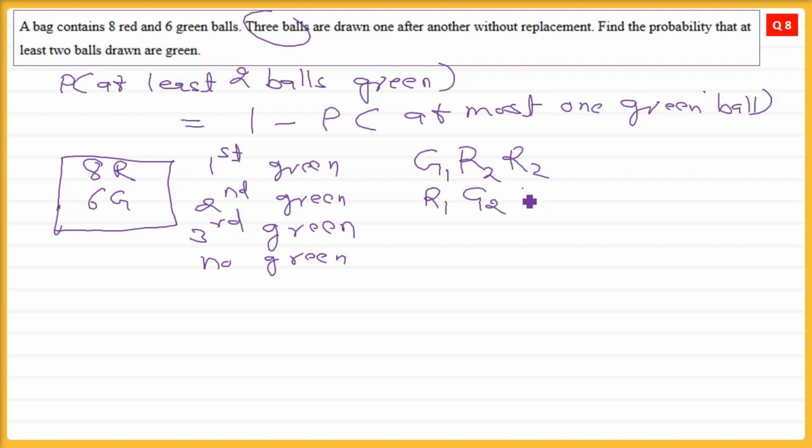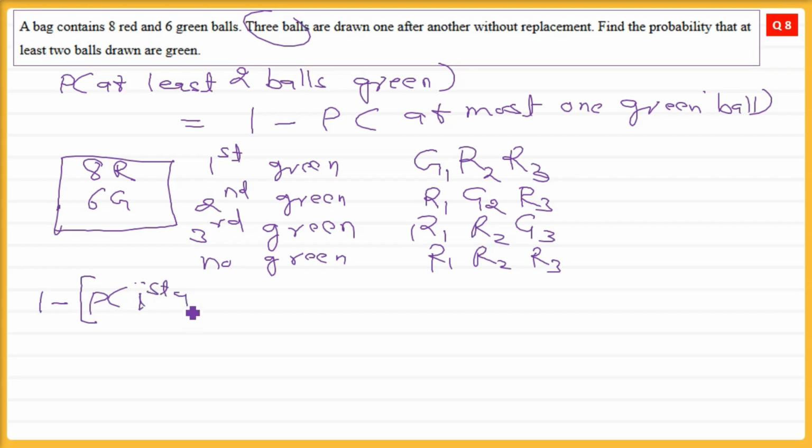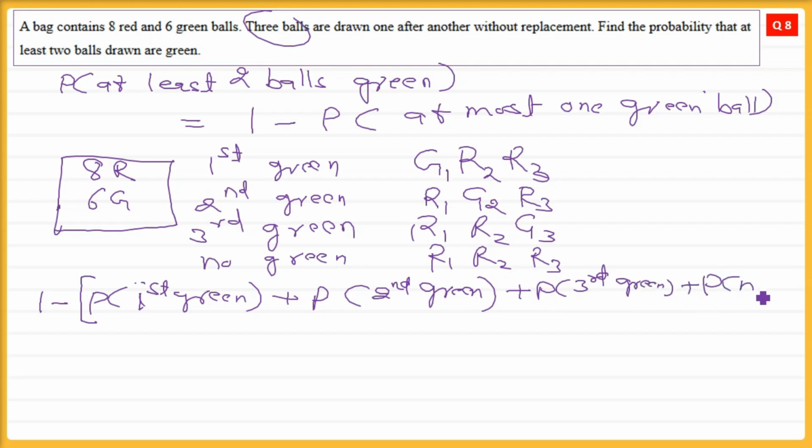The second case, green has to come in the second place. Third green, the green should come in the third place. And no green means all of them should be red: R1, R2, R3. Now we have to compute the probability of this one, and then we'll subtract it from 1 so that we get the probability of at least 2 balls being green. So 1 minus the probability of first green. We add all the probabilities, that is the first green, the second green, the third green, and no green. We are adding it and then subtracting it from 1 in order to get the required result sought by this question.